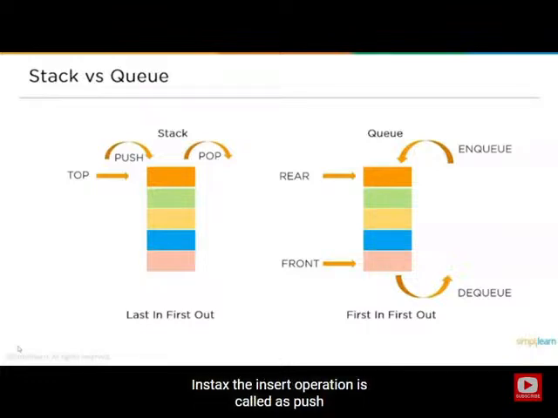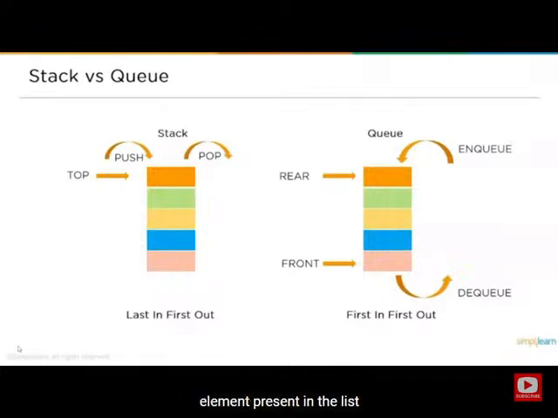In stacks, the insert operation is called push and the deletion process is called pop. In queues, the insertion is called enqueue and deletion is called dequeue. In stacks, we mainly maintain one pointer to access the list, called top, which always points to the last element present in the list.